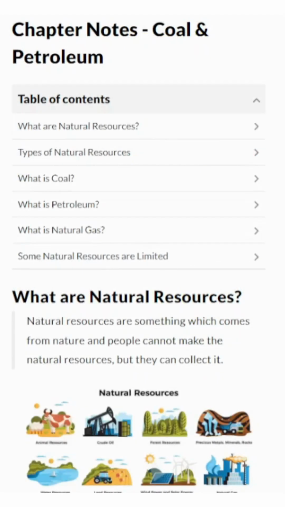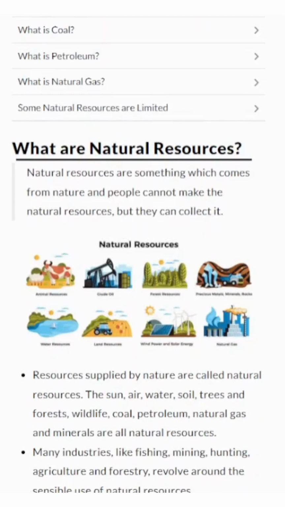To start off, let's understand what natural resources are. What are natural resources? Imagine a world where everything you need comes directly from nature, and you can't create these resources yourself. That's precisely what natural resources are. They are gifts from Mother Nature herself.